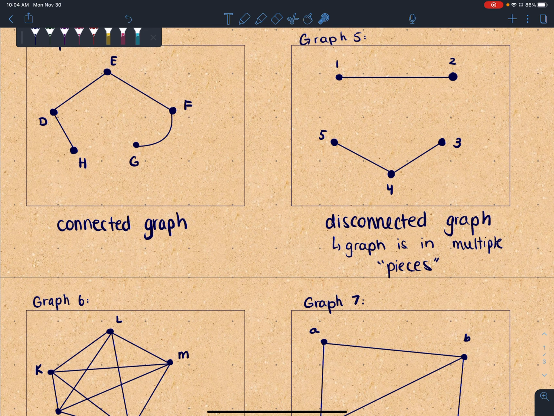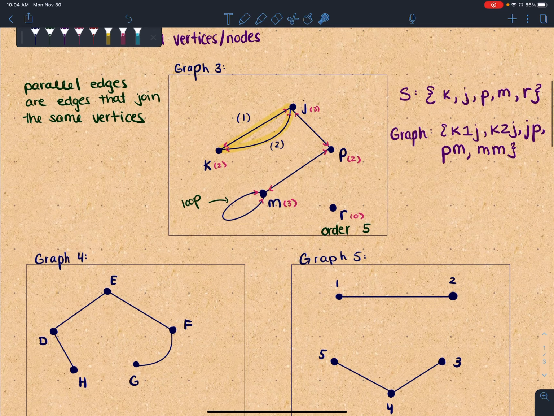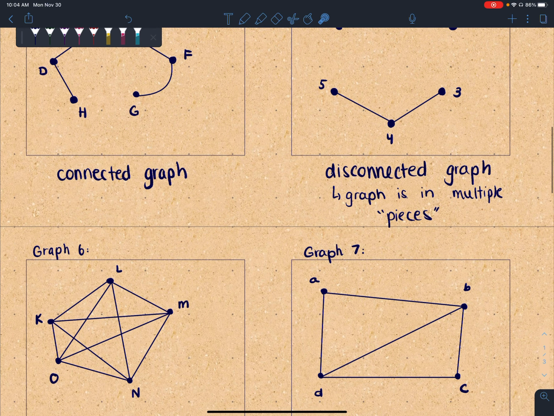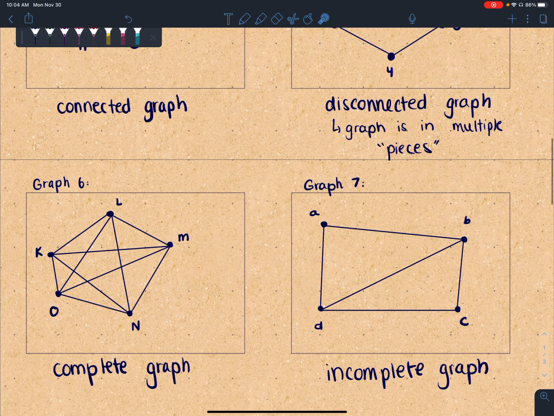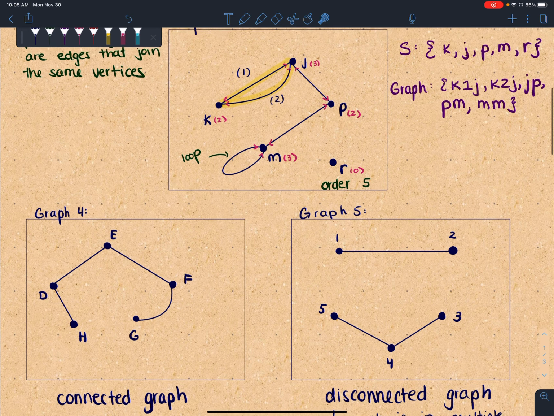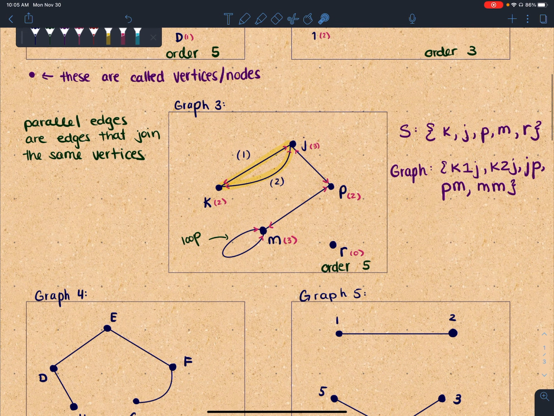And then there was one last thing that I wanted to talk about. Yes, simple graphs. So a graph is called simple if it does not have parallel edges or loops. That was the last thing on my list.